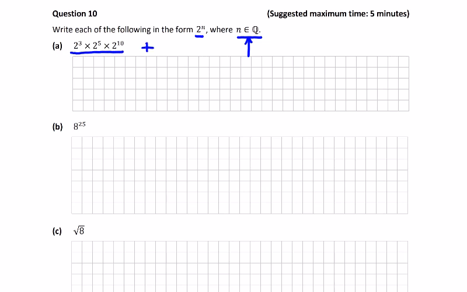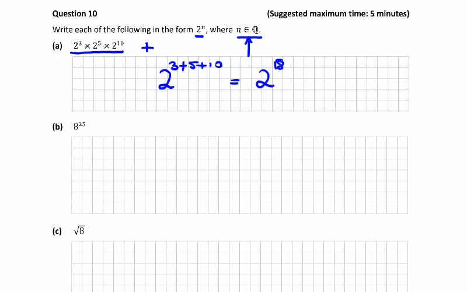It's that we add. Show the examiner what you're doing. 2 to the power of 3 plus 5 plus 10 is equal to 2 to the power of 18. Don't just write the answer down. You can see you've got loads of time.